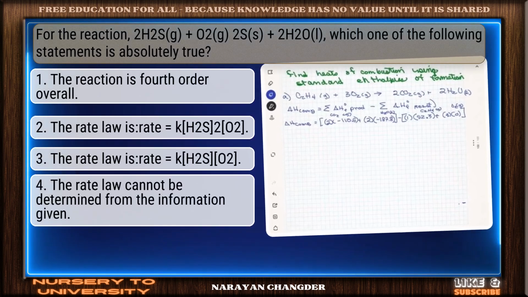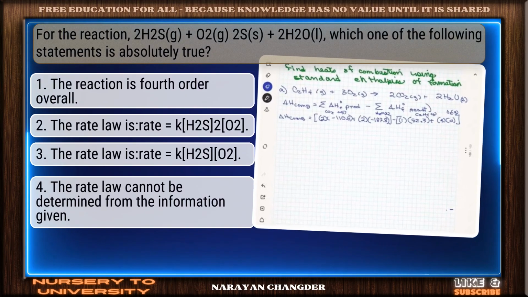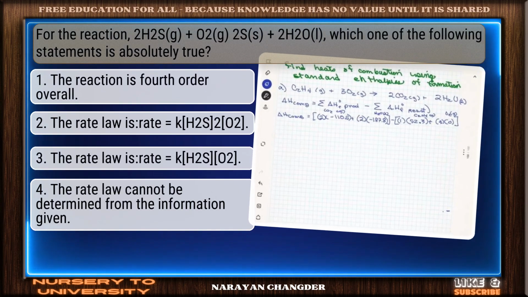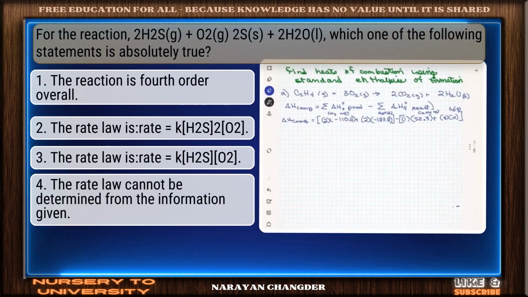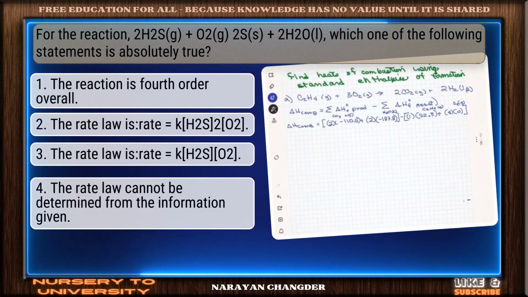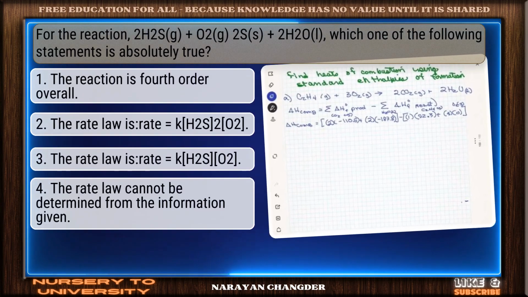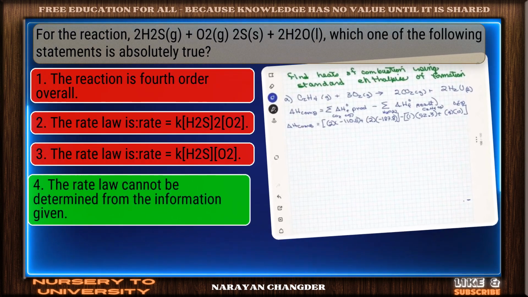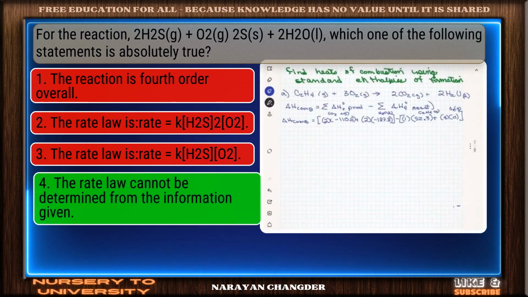For the reaction 2 H2S plus O2, which one of the following statements is absolutely true? Option 1, the reaction is fourth order overall. Option 2, the rate law is rate equals k[H2S]^2. Option 3, the rate law is rate equals k. Option 4, the rate law cannot be determined from the information given. Yeah, the rate law cannot be determined from the information given is correct.